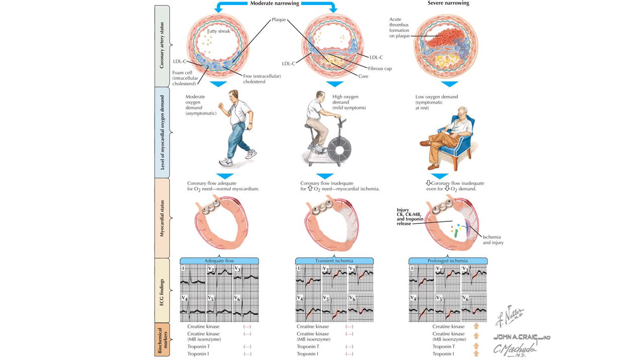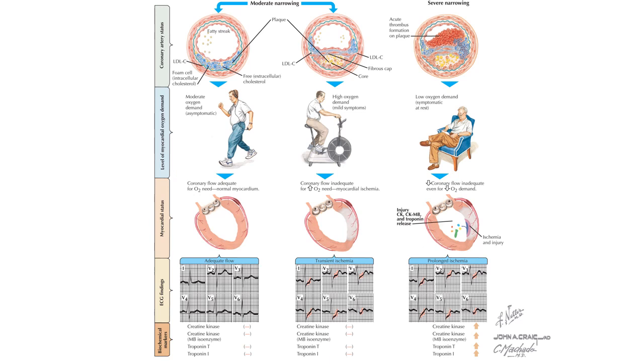So next, the plaque can enlarge and effectively decrease the lumen size, and there can be mild symptoms in instances of increased oxygen demand. Coronary flow is inadequate for oxygen need, and so there is myocardial ischemia. And in our waveform patterns in the ECG, detected by chest leads 4, 5, and 6, we see some ST segment depression. And if we get the cardiac biomarkers, they are still negative. So this can probably be an NSTEMI or unstable angina.